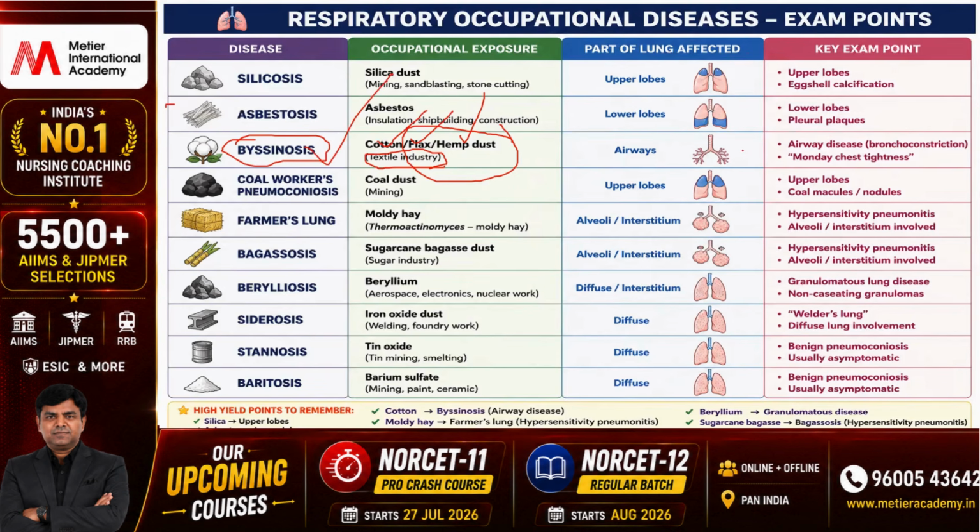Byssinosis. Here the airway is affected. See, the lobes are not affected in byssinosis. The airway is affected. That is a very important point. Okay, this byssinosis is also called Monday fever.